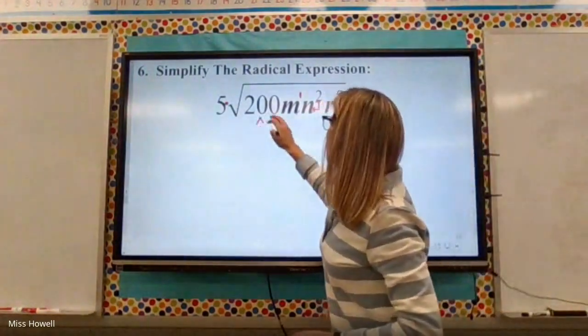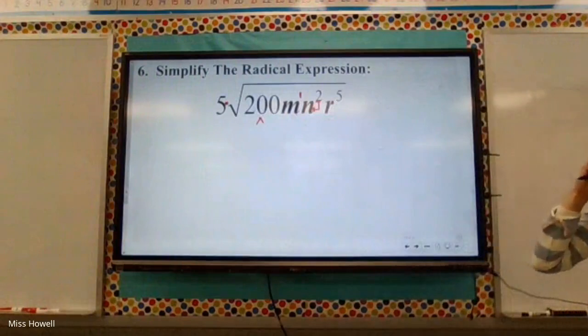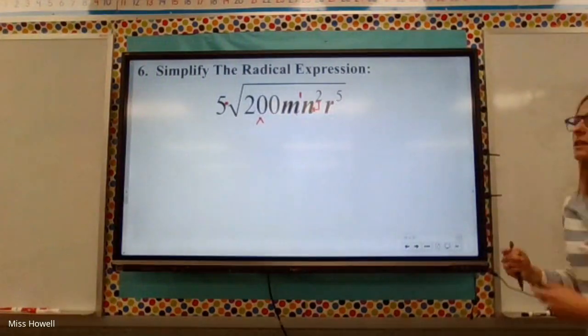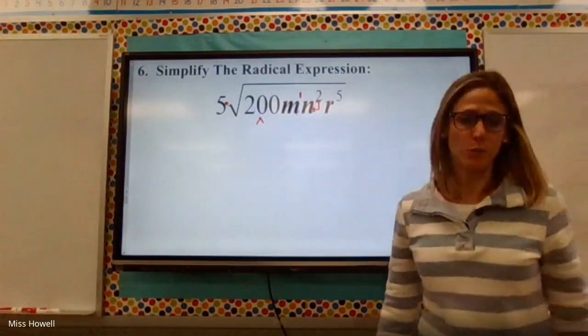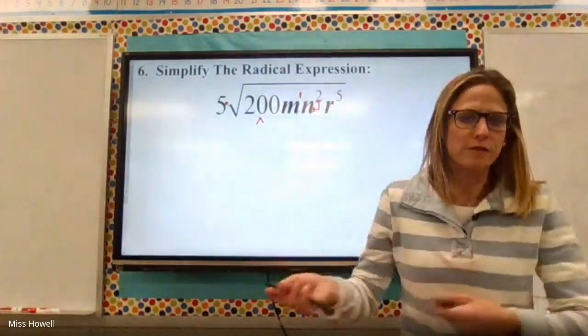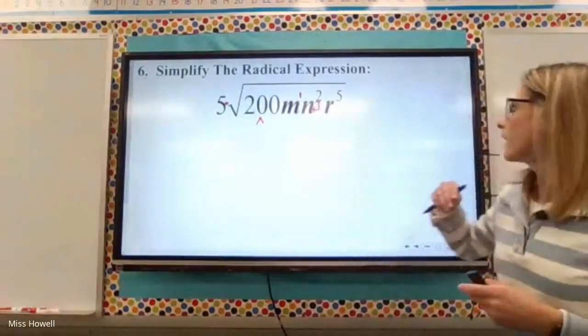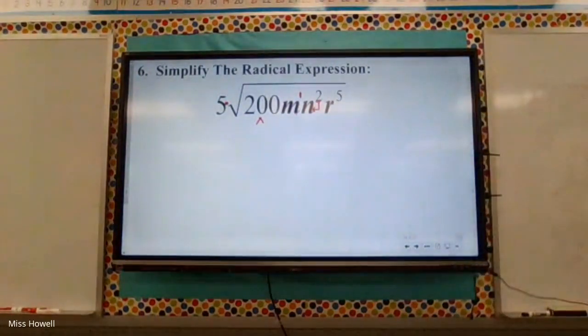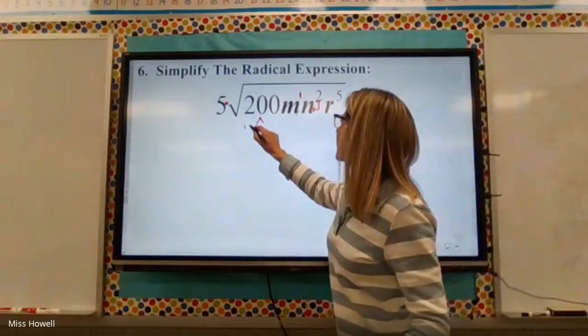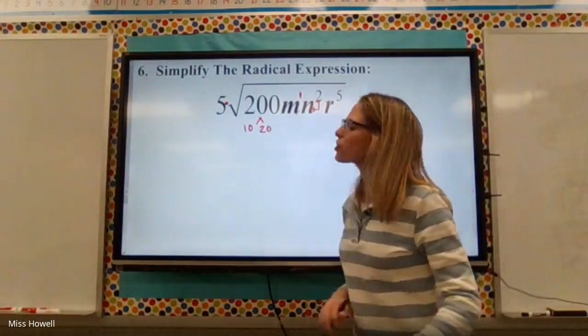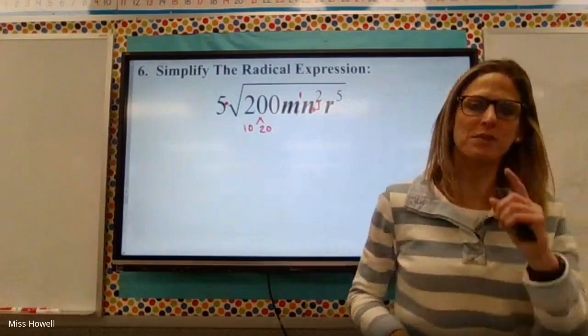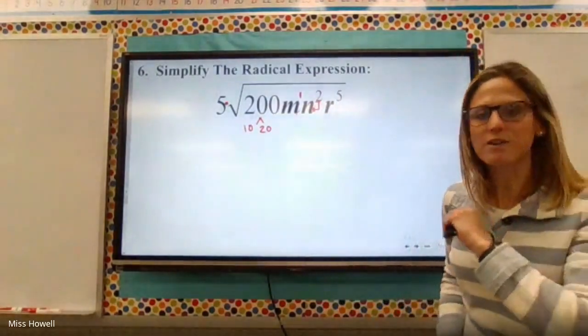All right, let's break down the 200, n to the first, n to the second, r to the fifth. That's underneath. For 200, there's a bunch of different ways we could get started. 50 and 4, 10 and 20, 25 and 8. It doesn't matter how you get started. In the end, we'll end up with the same prime factors as long as we break down our tree correctly.